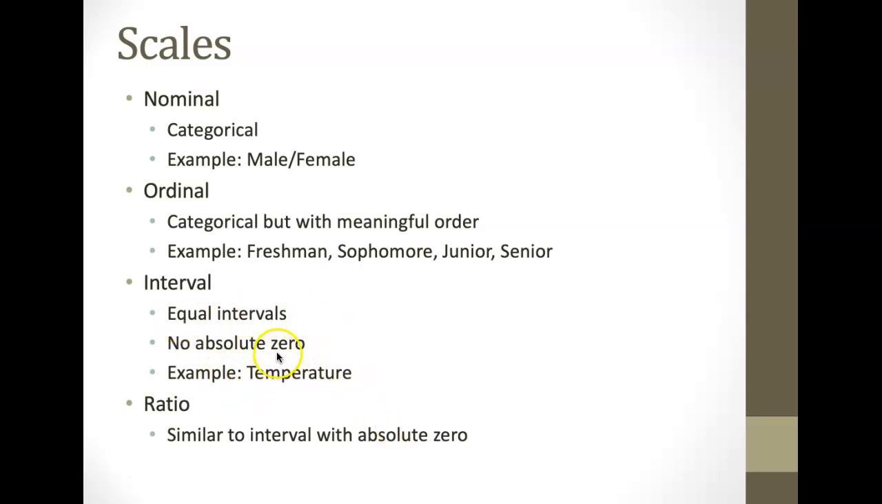But it doesn't have an absolute zero. If you recall, an absolute zero is like an absence of an attribute. So temperature can go negative, so you can have minus 10 degrees. So temperature is an interval scale. Ratio is the same as interval, but it has an absolute zero, meaning that zero means an absence of sound, okay? Or an absence of whatever attribute you're looking at.